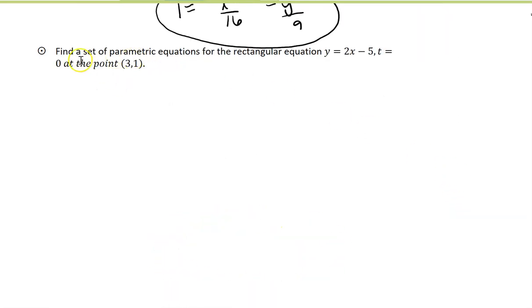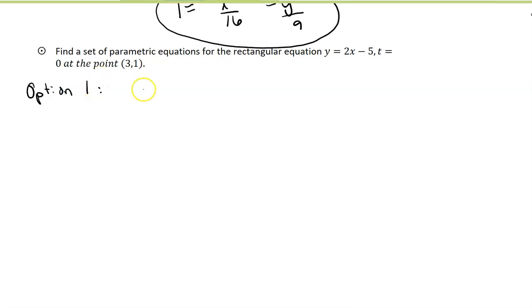Now on the flip side, we may be interested in finding a set of parametric equations for a rectangular equation. So depending on the amount of information you have to use, you can either just let x equals t and go from there, or you may be given some requirements. Like this one says t has to equal 0 at the point (3, 1). So for this particular example, we need to figure out what x would have to be in terms of t to make this happen. And there's definitely more than one way to do this. So your answer may not look like somebody else's. It just has to meet the requirements that are stated.